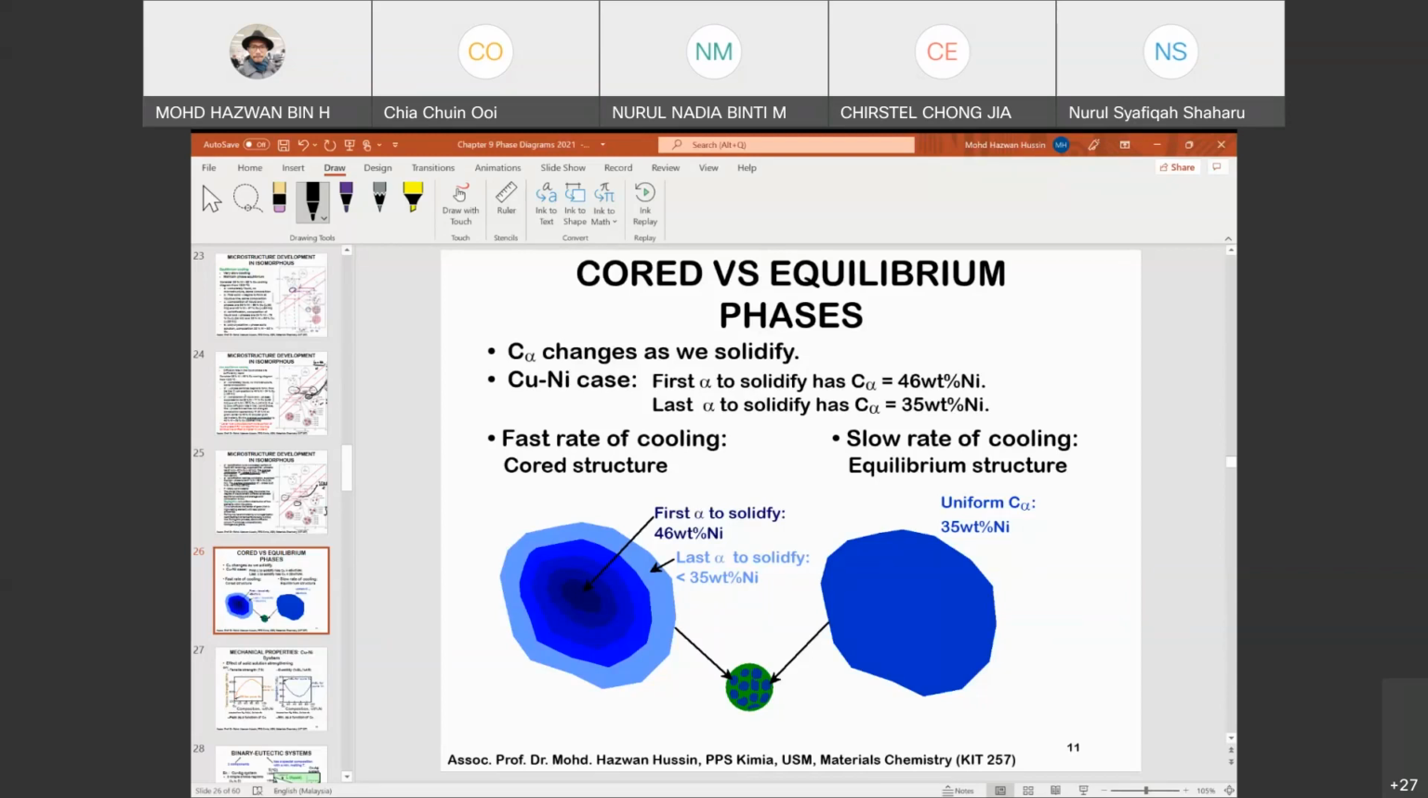And this is to compare the microstructure of alloys produced from equilibrium cooling and non-equilibrium cooling. For non-equilibrium cooling, you will see that it forms a layered structure with a core structure of 46% nickel, and I think the outer layer is the last to be solidified. Meanwhile, for equilibrium cooling, you see only a homogeneous, single phase that is formed.